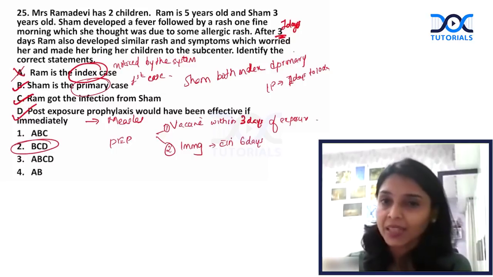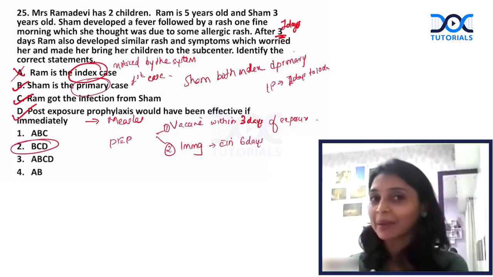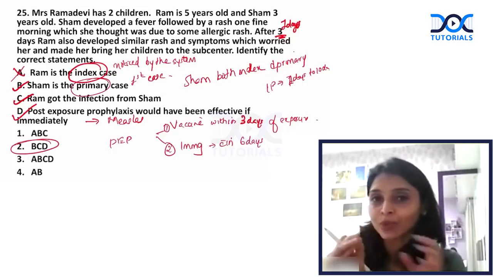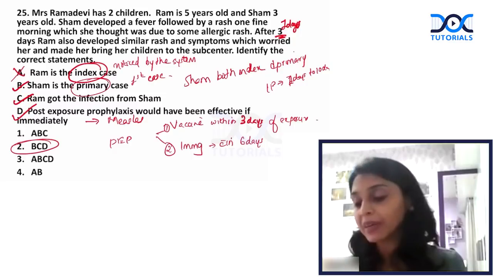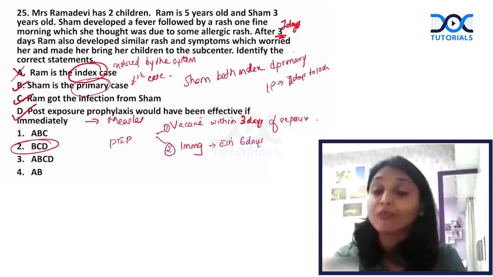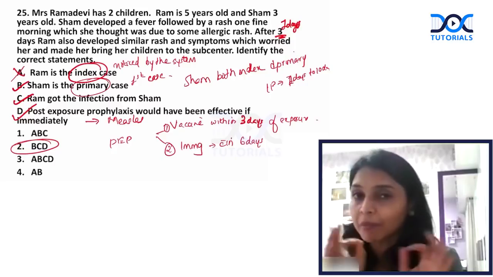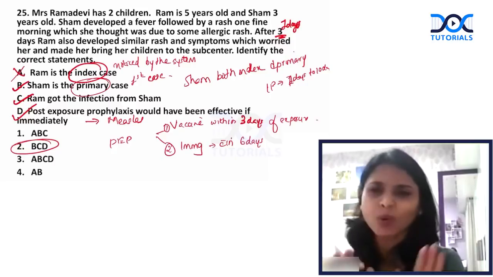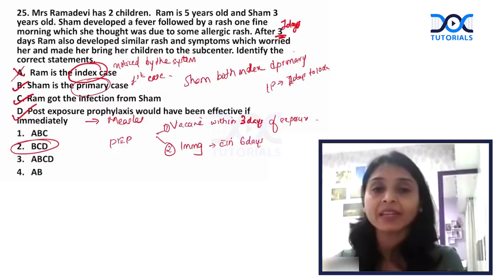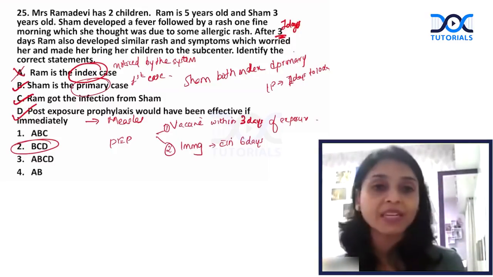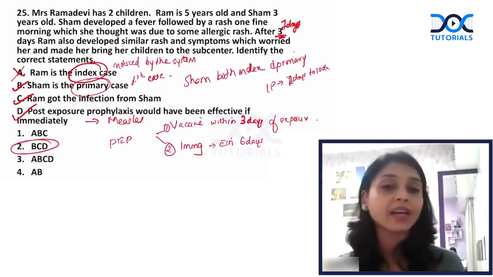Am I clear? I think I might have made you a little bit confused. What I wanted to tell you is, if you're considering straight away measles here, the 3 day is a little bit confusing. Okay, that is the only thing I said. Had it been 7, then without any doubt, we could have said B, C, and D are correct.